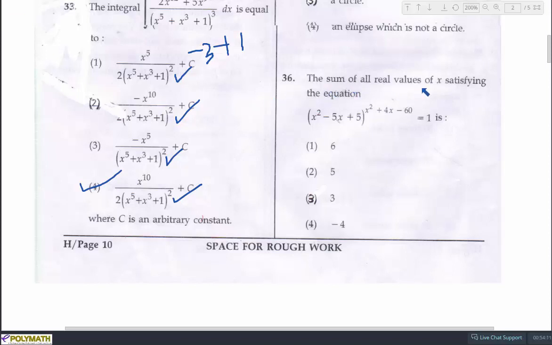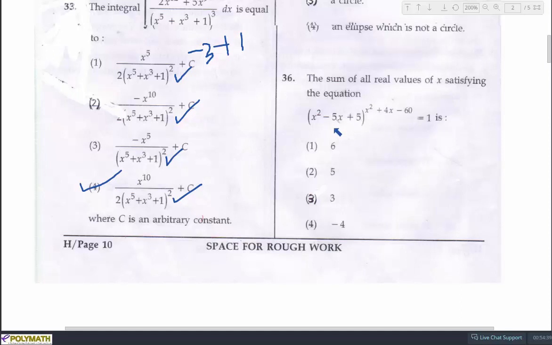The sum of all real values of x satisfying the equation (x squared minus 5x plus 5) whole power (x squared plus 4x minus 16) is equal to 1 is... When you see the RHS here, it is 1. So the cases of the LHS becoming 1 are to be considered.